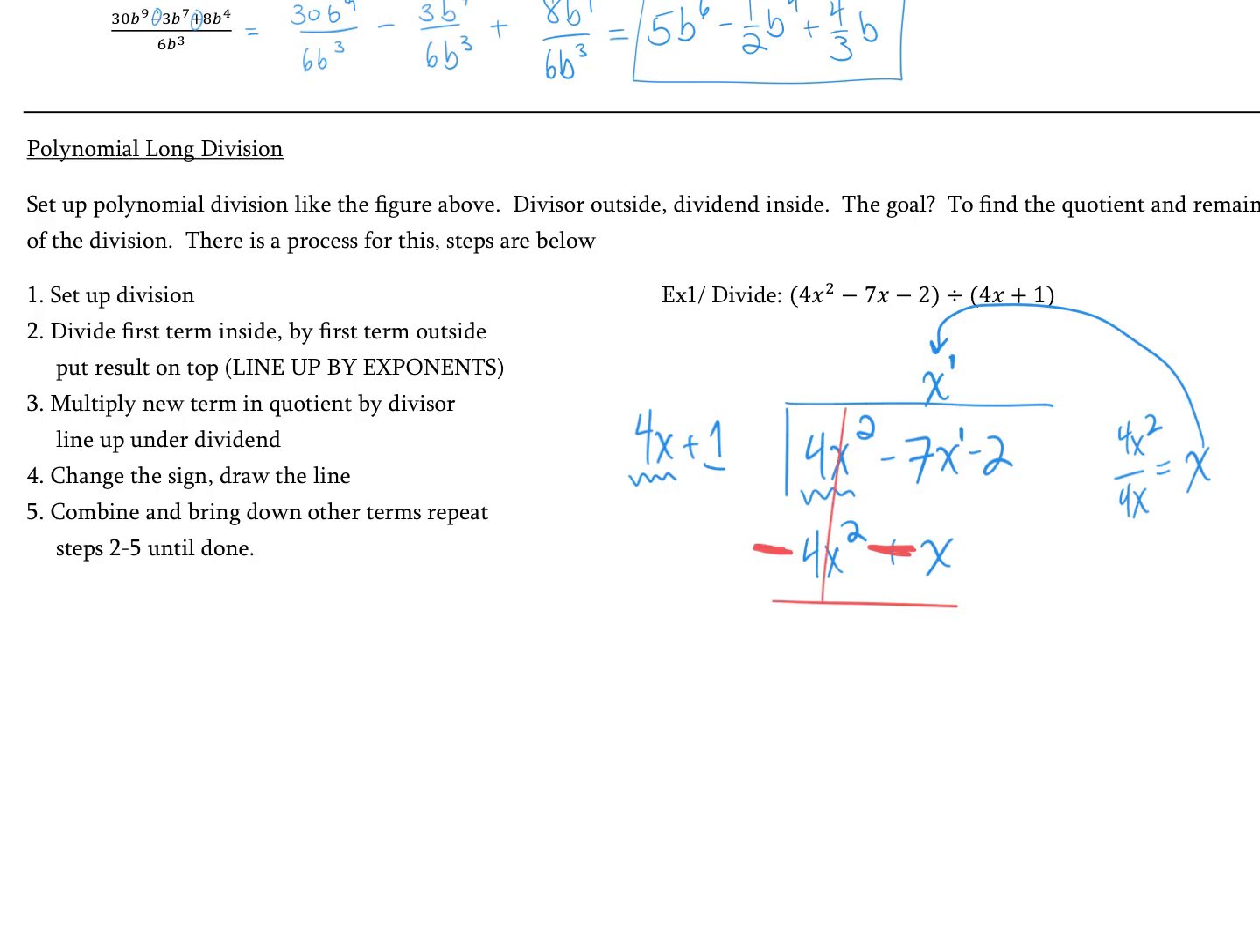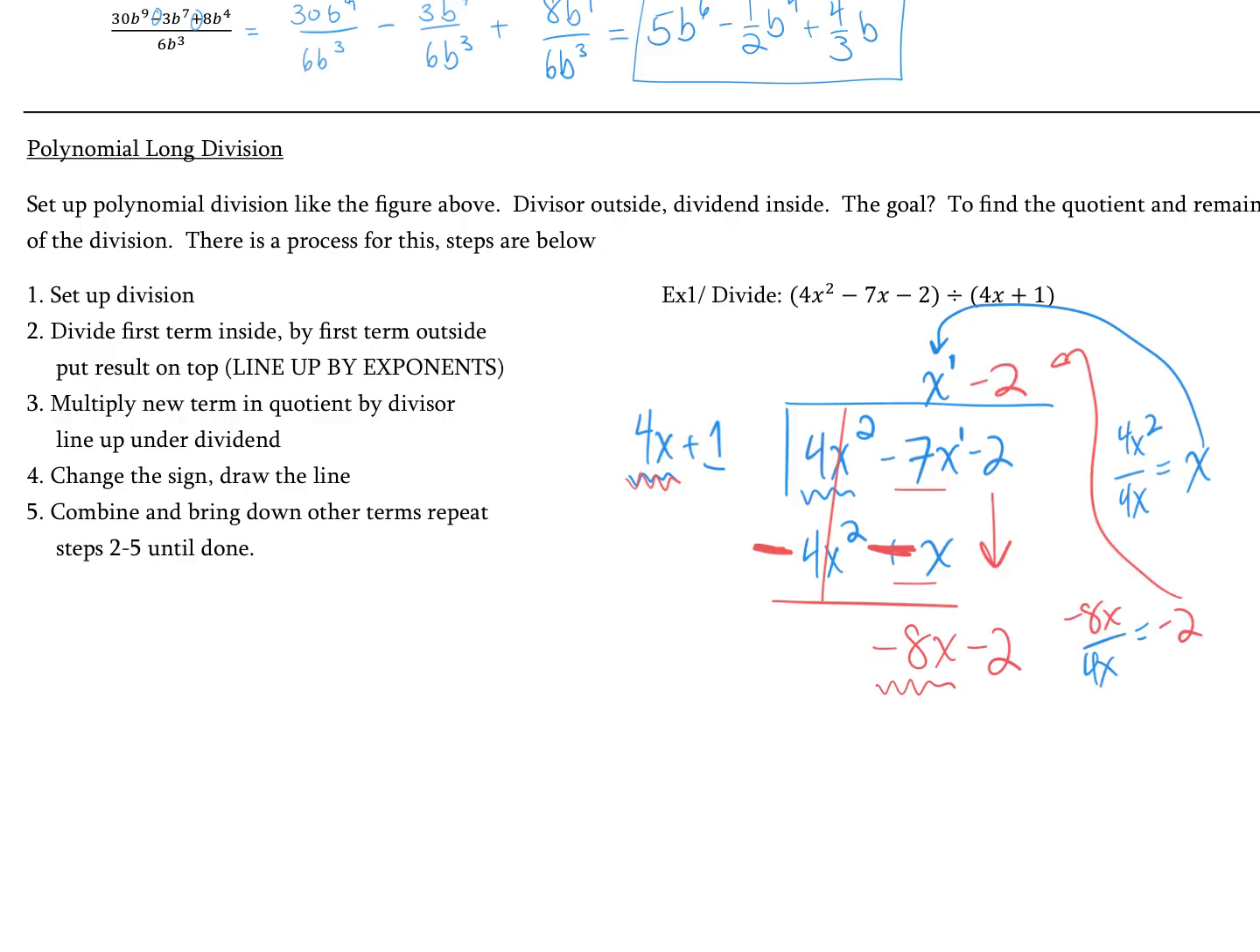What will happen every time is that the first term should cancel out, and potentially more based on the exercise you're working through. But then you can combine minus 7x minus x to get a minus 8x, and then you can bring down everything else. In this case, it's just one term. And then you repeat the process. So the first term inside now is minus 8x, and we'll divide that by 4x. I'll do that off to the side.